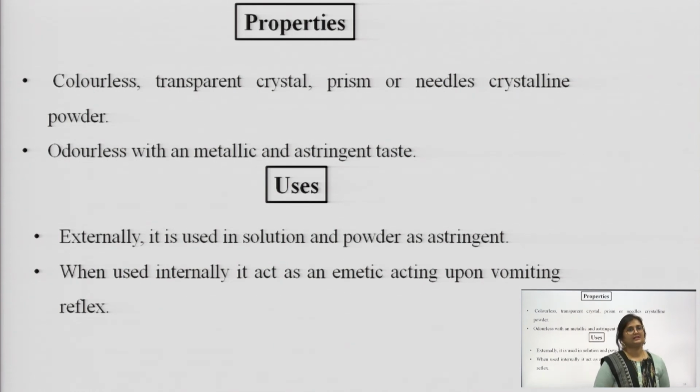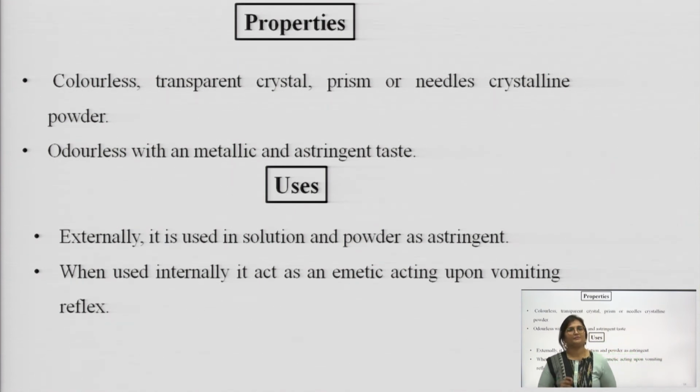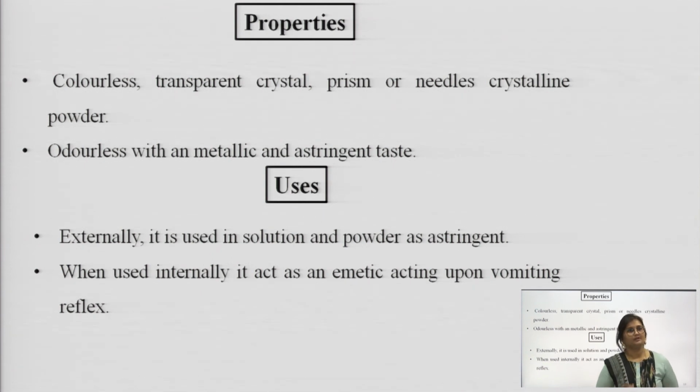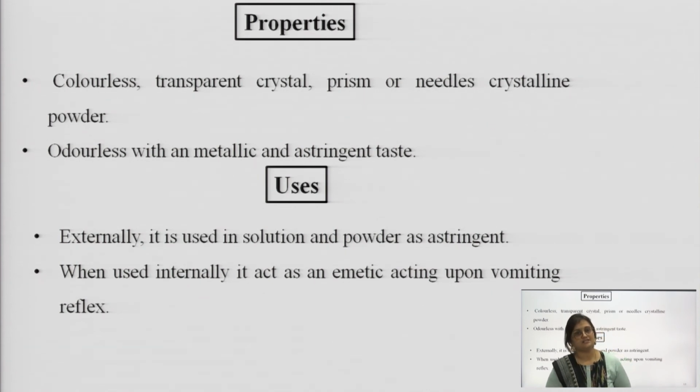Zinc sulphate is a colorless, transparent crystal. It is in the form of a prism or needle crystalline powder. They are odorless with a metallic and astringent taste. Zinc sulphate is used externally in the form of solution and powder as an astringent. When used internally, it acts as an emetic, which causes vomiting.